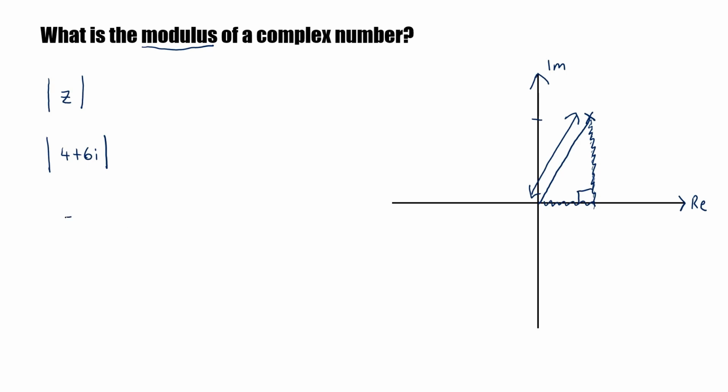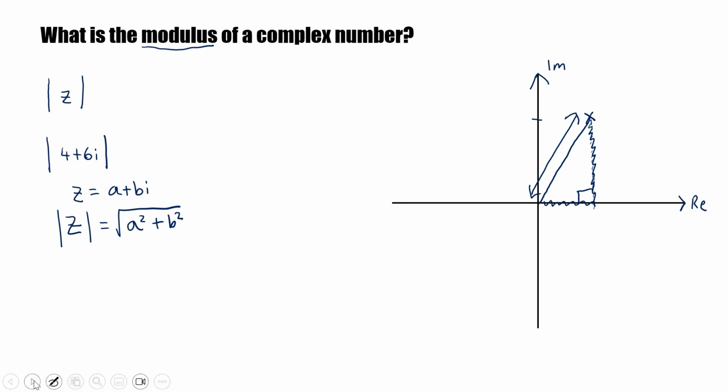So therefore, in general, we can say that the modulus of a complex number z, if that complex number z was equal to a plus bi, then the modulus of z would be equal to the square root of a squared plus b squared, all under the square root, of course. So that is all there is to it.